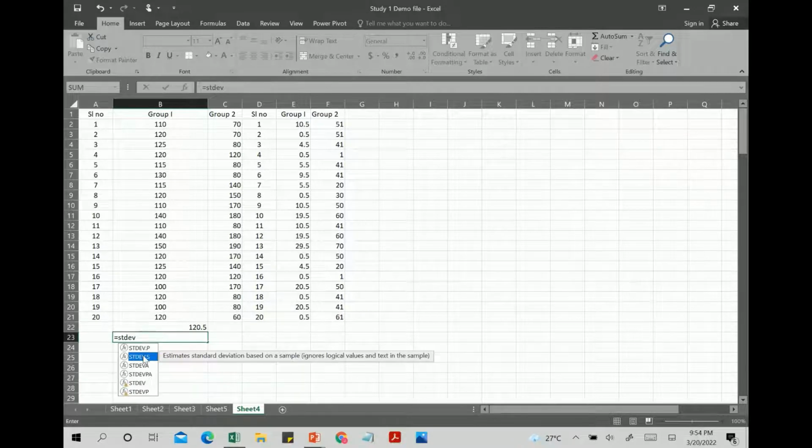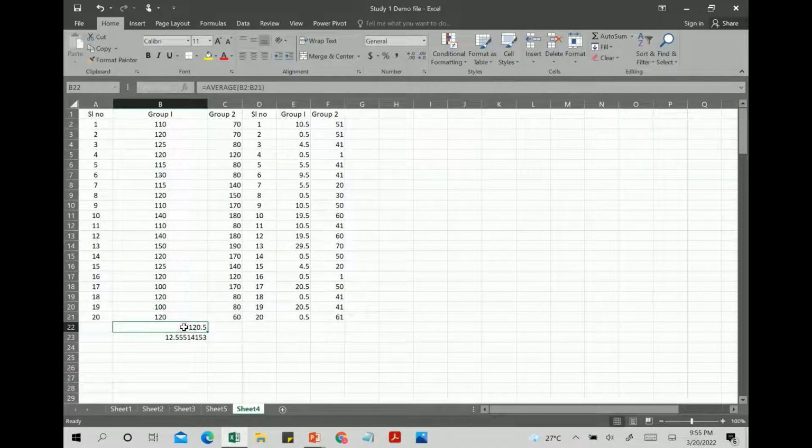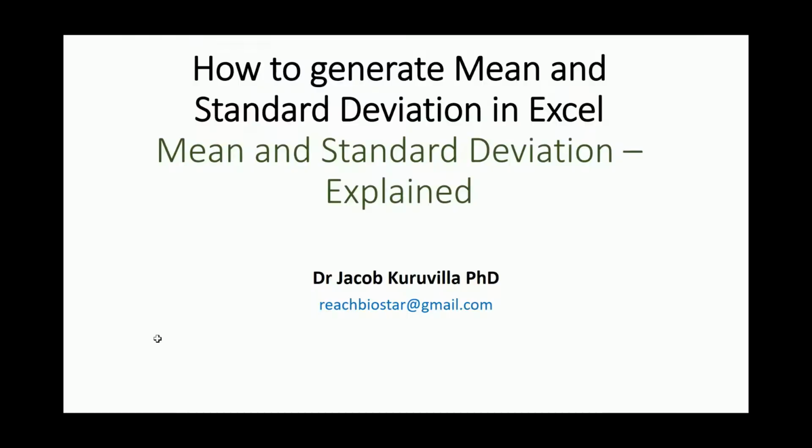Then they will ask us which numbers. Then you go up; we want to calculate the standard deviation for that particular mean. Select all those 20 numbers and click enter. Now you see 120 is the average for all this group data of 20 members, and 12.55 is the standard deviation. Now what is mean and what is standard deviation, which is our second part. We'll go back to our slide.